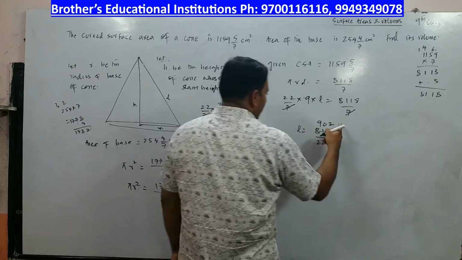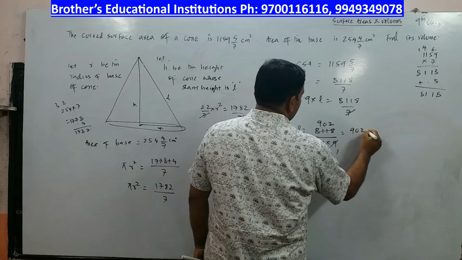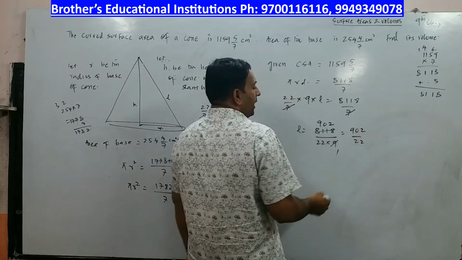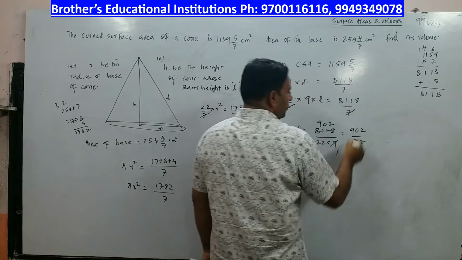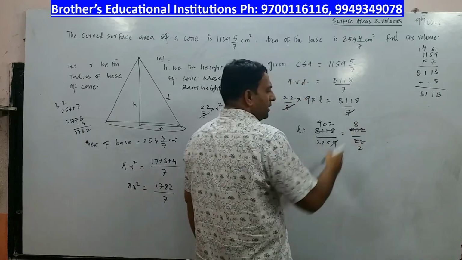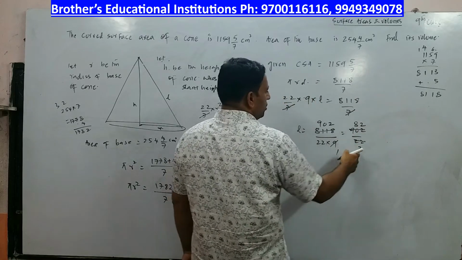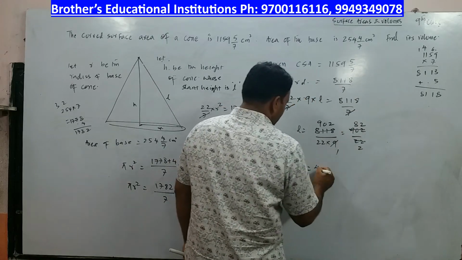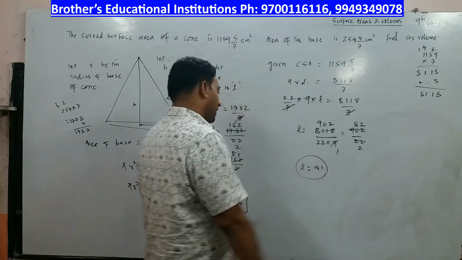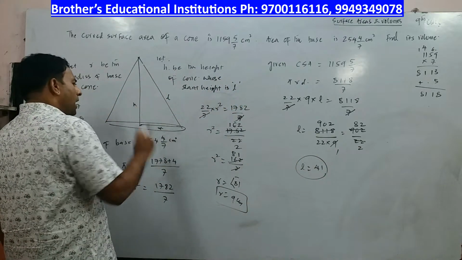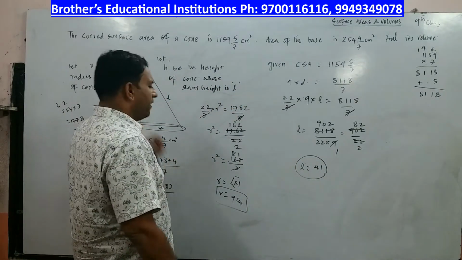Now you have 902. 902 by 22. Now again I will divide. 11 2s are 22, 11 8s are 88, 90 minus 88 is 2, so 11 2s are 22. L is equal to 41. Slant height is 41. R is 9, we have to find H.